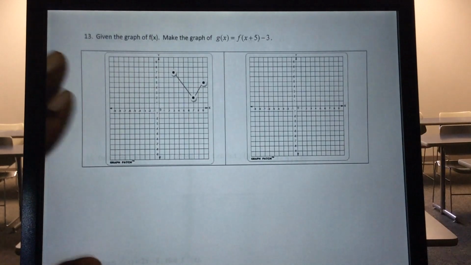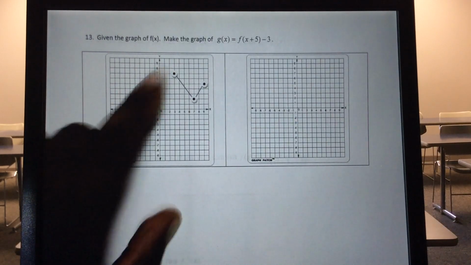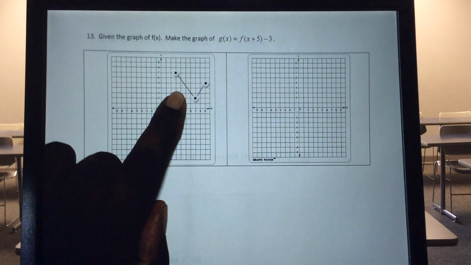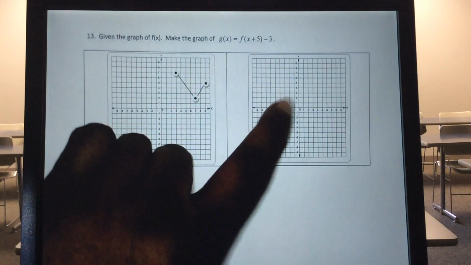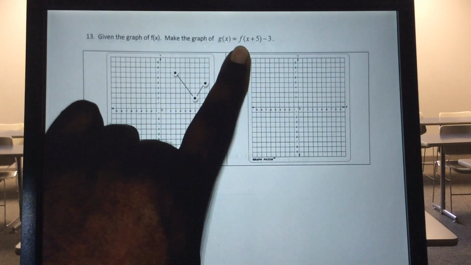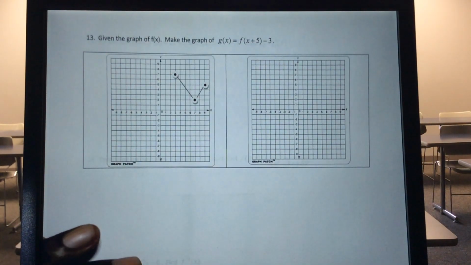Now, in number 13, we're going to be given the graph of f of x. And here we're going to be making the graph of g of x is equal to f of the quantity x plus 5, and then minus 3. So this is what the graph of f of x is. We need to come up with what the graph of g of x would look like from this particular transformation.